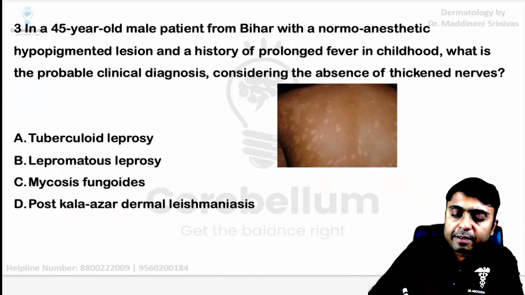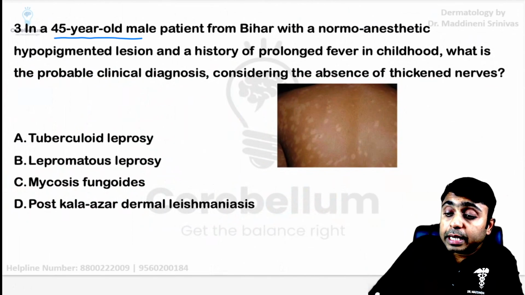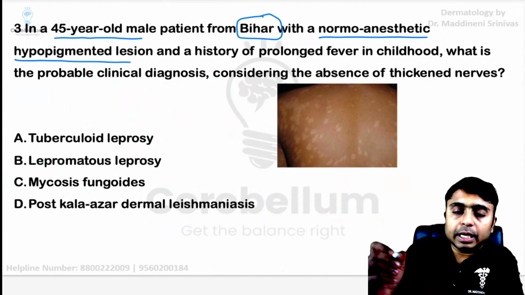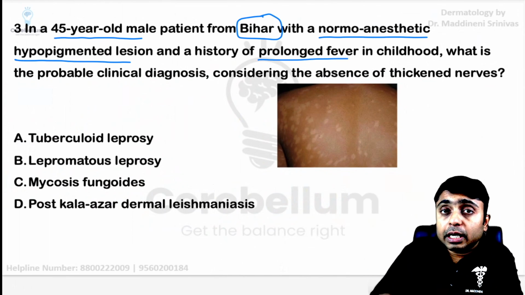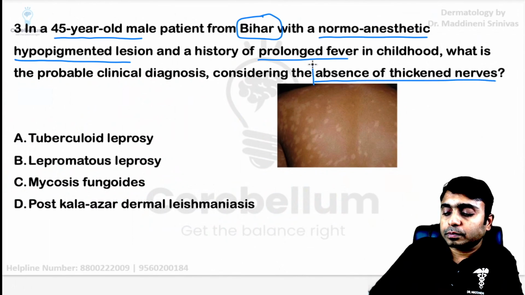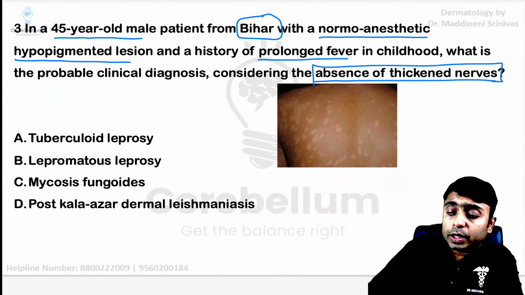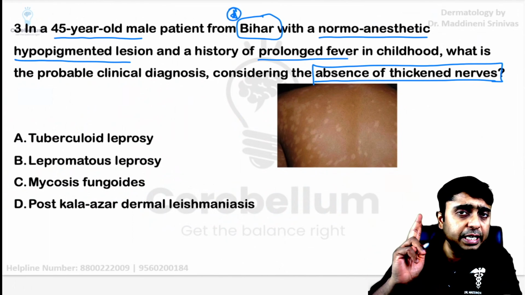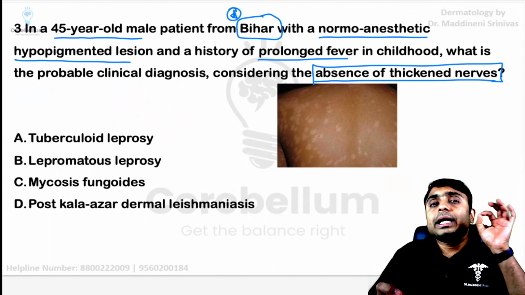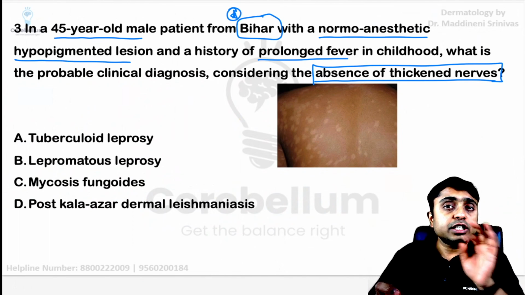This is the next question. In a 45-year-old male who is hailing from Bihar with a normo-anesthetic hypopigmented lesion and a history of prolonged fever in the childhood, what is the probable clinical diagnosis considering the absence of thickened nerves? So please remember, whenever you get a question mentioning a patient hailing from Bihar, always think about two important differentials. One is leprosy and the other one is leishmaniasis.